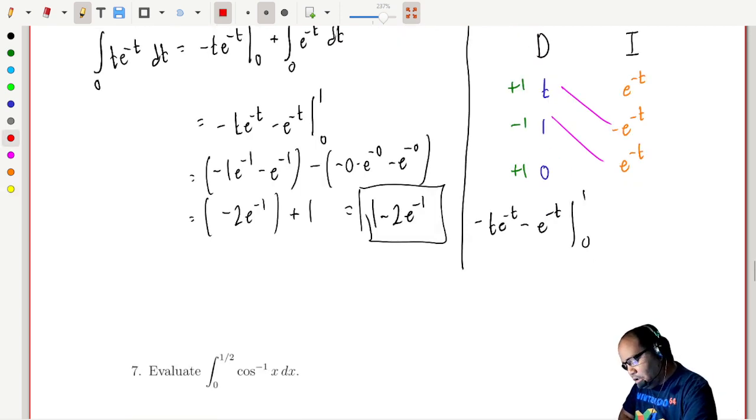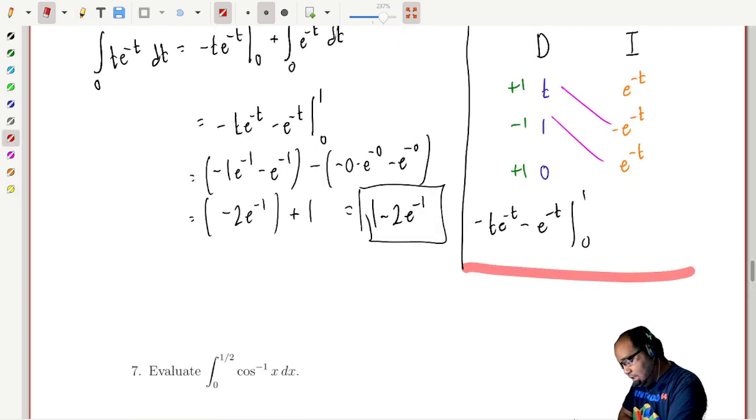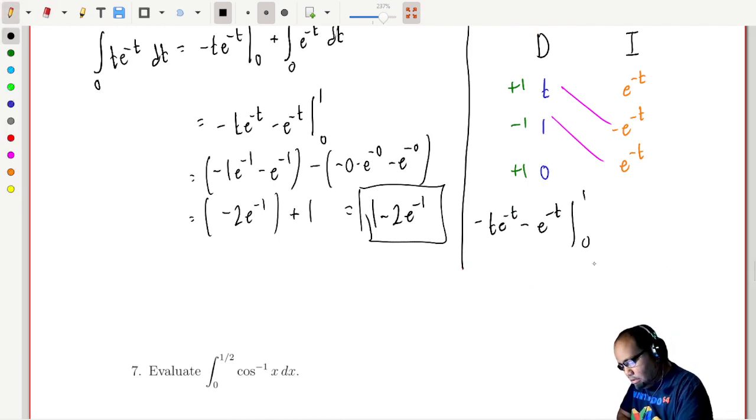But this DI method, I'll put this here. Whoops, that's the highlighter. I don't want that.